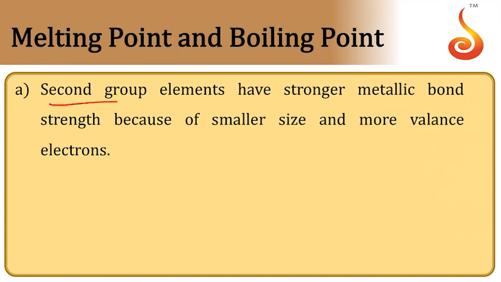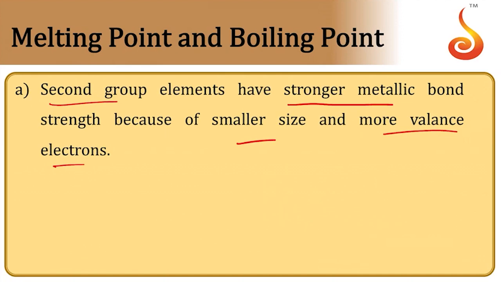Then when it comes to second group elements, they have a stronger metallic bond, because they are smaller in size and have more valence electrons. Therefore they have a stronger metallic bond, because of smaller size as well as more valence electrons.